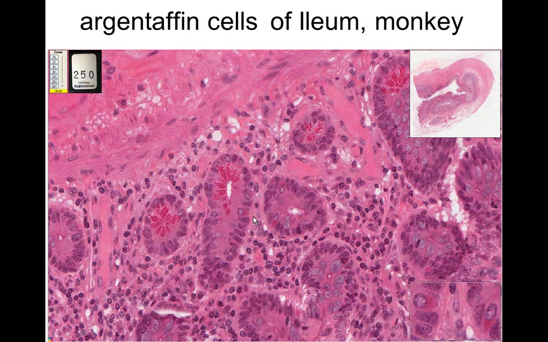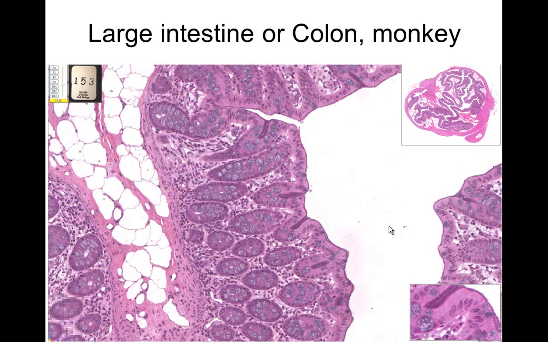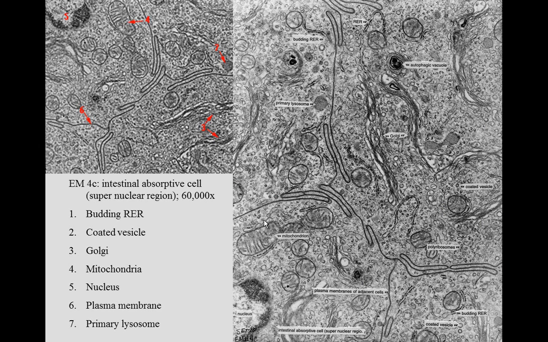Here we not only see the intestinal absorptive cells, but we can see the ones with granules at the base. These are argentaffin cells. Here we can see them here and here. Those are endocrine cells, but again, they are epithelial cells in nature. In the colon, we see intestinal absorptive cells with many goblet cells.